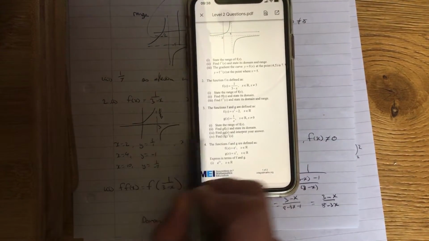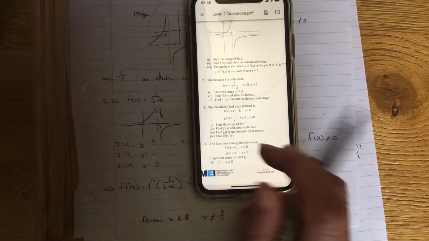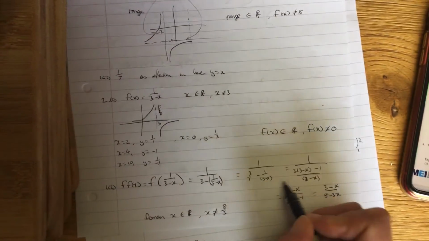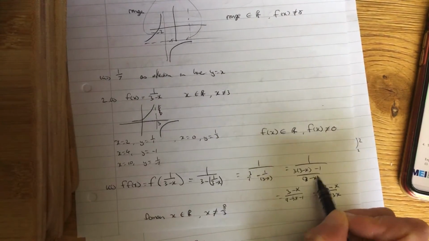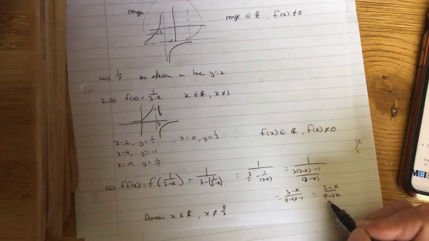Number 2, state the range. You can see I drew it out. F goes into F. So here is my F going into my F again. Make the bottoms the same, and then turn it upside down and tidy it up.